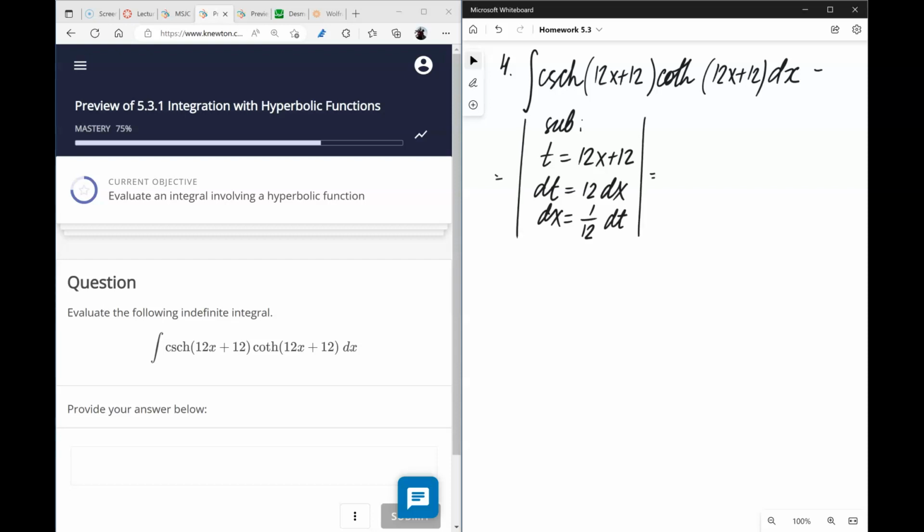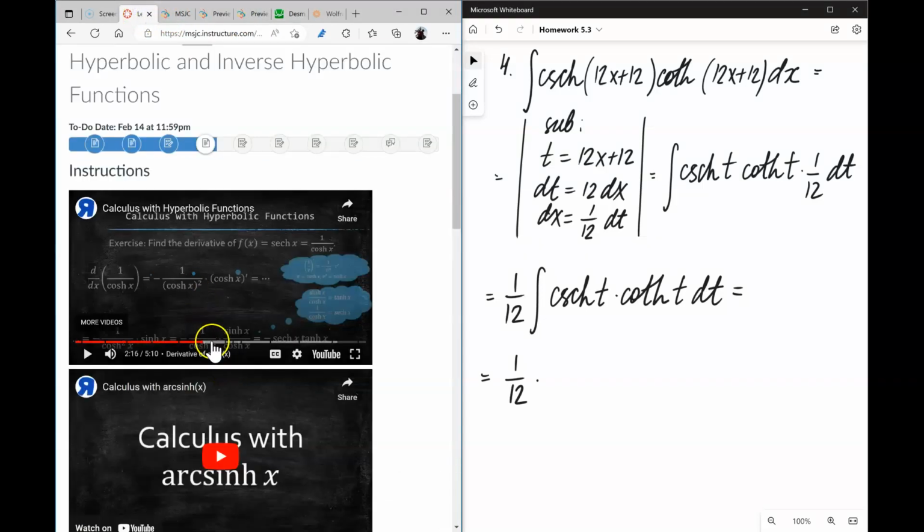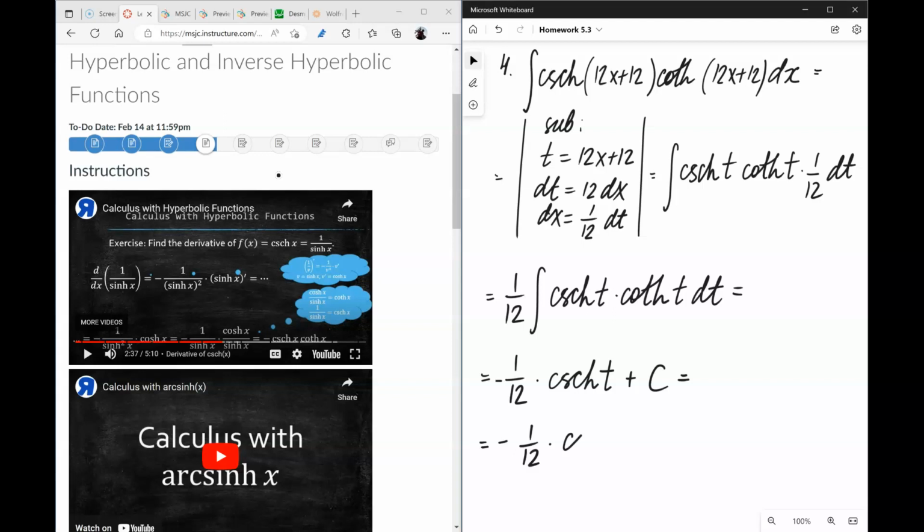So my integral is the integral of hyperbolic cosecant of t times hyperbolic cotangent of t times 1/12 dt. So we have 1/12 integral of cosecant times cotangent. And if I had to guess, I would say the antiderivative of that is hyperbolic cosecant, or negative hyperbolic cosecant. Let's check. So yeah, I guess it's negative. So the answer is, I'll put the negative in the front, negative hyperbolic cosecant of t plus c. And instead of t, I will write what t stands for, which is 12x plus 12.